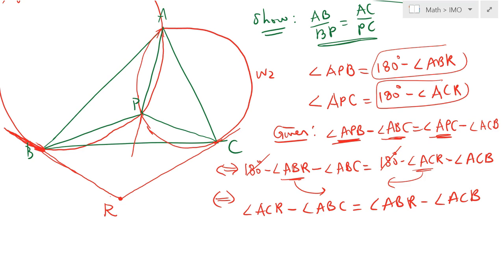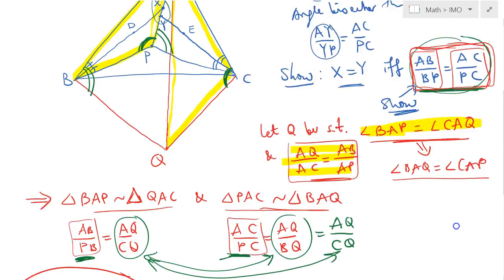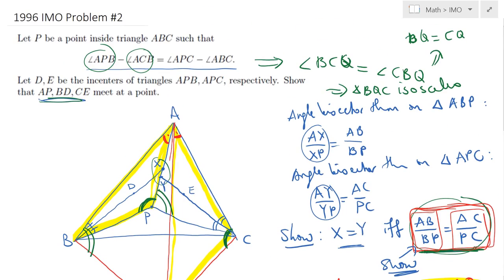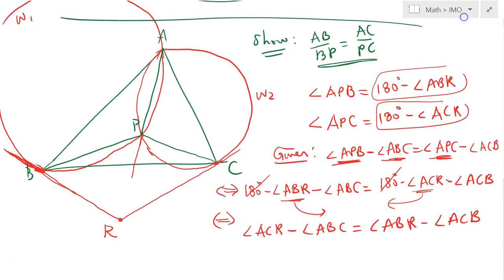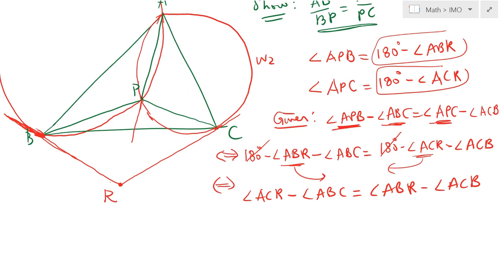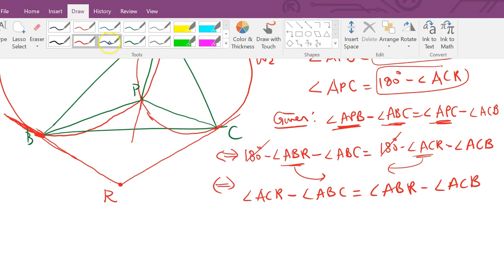APC. I think I wrote the given condition wrong. Let me check the given condition, because APB minus ACB. APB. Oh shoot, sorry. Okay. So I made a typo here. Let me correct my mistake.